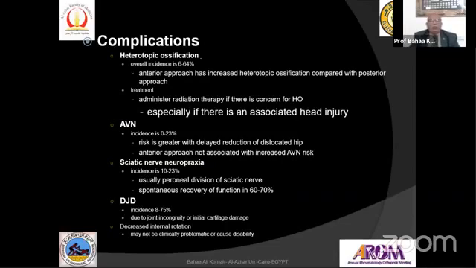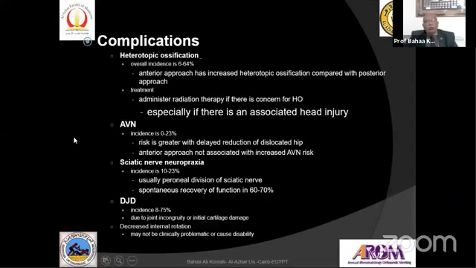Heterotopic ossification can occur. Overall incidence is up to 64% in some literature. The anterior approach increases the heterotopic ossification compared with the posterior approach. The treatment is administered radiation therapy if there is concern for heterotopic ossification, especially if there is an associated injury.